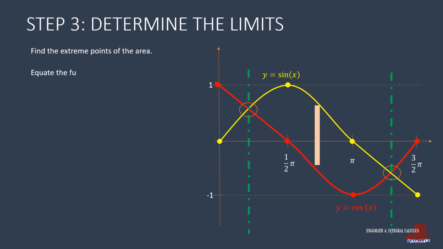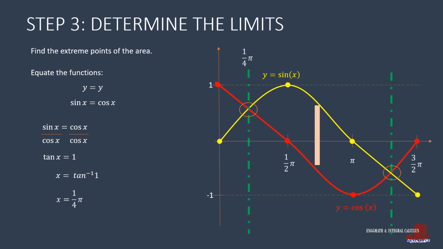This we can find by equating the two functions. y is equal to y, and that is, sine of x is cosine of x. Divide both sides by cosine of x, so sine over cosine is tangent of x, and cosine over cosine is 1. Identify x by taking the arctangent of 1, which gives a quarter of pi. That is the first point.